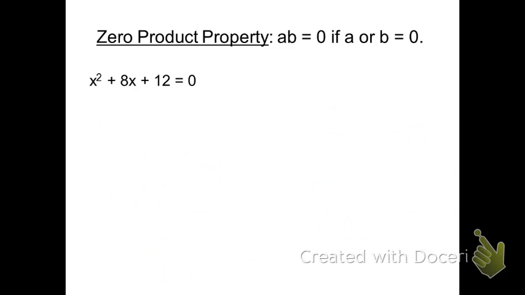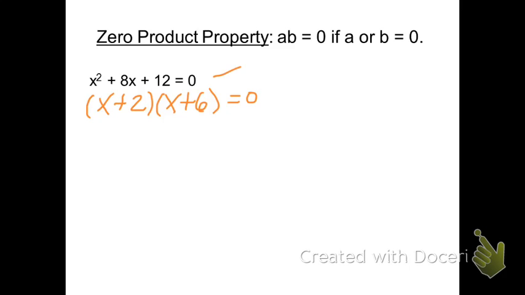Now, you may or may not have heard of this, but you definitely know this. This is the zero product property. And that states that AB equals 0 if A or B equals 0, which pretty much means anything times 0 will equal 0, which you know. So, when you're factoring, you use that zero product property to your advantage to help you solve the equation after factoring. So, let's go back to our equation from the previous slide. We already factored it. We saw that it was x plus 2 times x plus 6 equals 0.